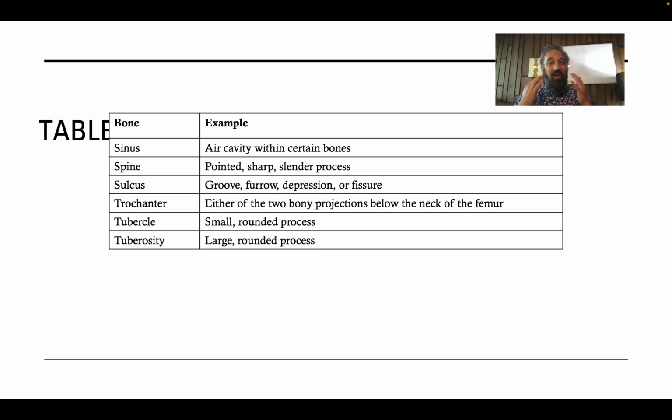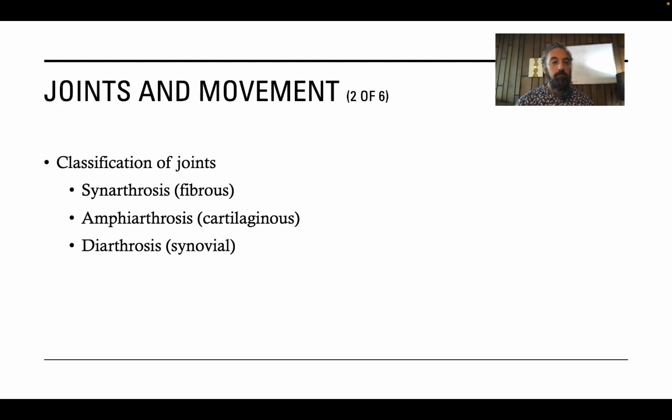An air cavity between bones is a sinus. Generally, these exist in your facial bones. A spine is the portion that extends out of a bone. A sulcus, or plural sulci, is a groove or furrow. This is trochanter. Imagine that the H doesn't exist. Trochanters are bony projections on the neck of the femur. A tubercle is a small rounded process. A tuberosity is a big rounded process.